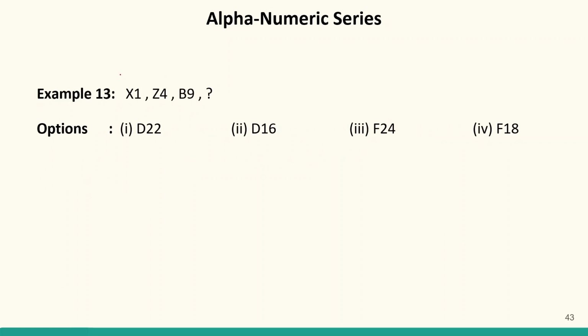Now let us solve this one. This uses the concept of loop. I told you, right? So I can say X to Z is an increment of 2 positions. X, then Y, then Z. Let me write X, Y, Z, and then we start again: A, B, C, D, E, and so on.